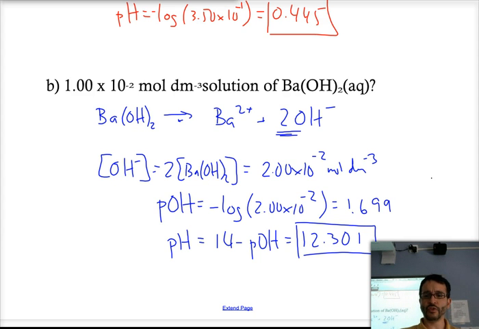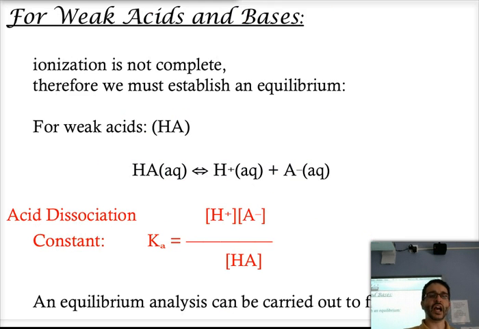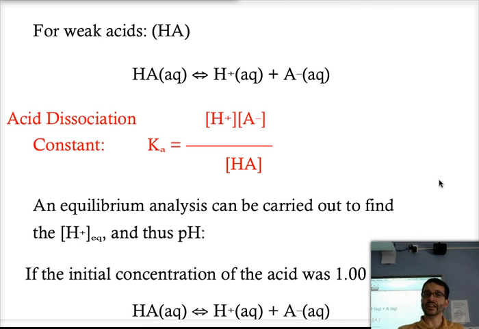Now let's go ahead and move on to a little bit more complicated ideas. If we actually have weak acids and weak bases, we have to establish an equilibrium because it is only a partial ionization that is taking place. All right. Now, if we have a weak acid, that ionization equation is going to take the form of acid. The unionized acid will ionize into H plus, and the conjugate base of the weak acid.